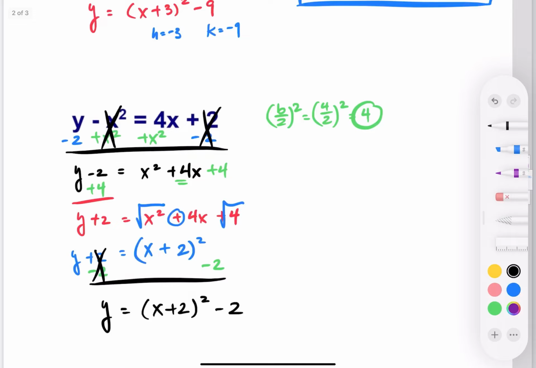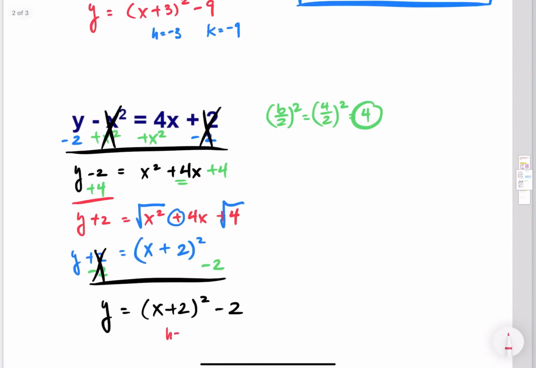There's our vertex form. Now to get our h and our k values, remember h is always the opposite. So h is negative 2. k happens to be negative 2 as well. So we now know that the vertex in this particular case is going to be at negative 2, negative 2.